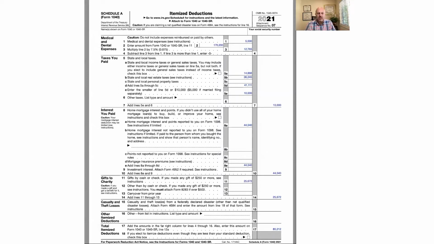And then the next section is gifts to charity. Let's assume you had $25,672 of cash contributions you made to charity. And if we sum up all those, you'll see that the sum comes out to $80,212.